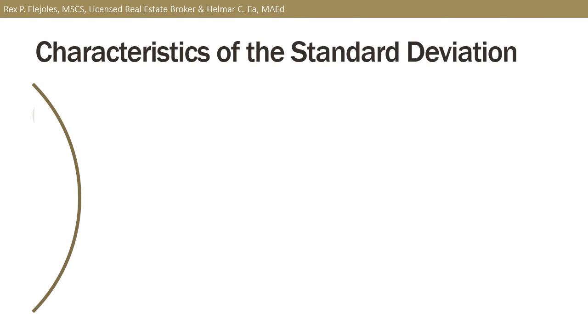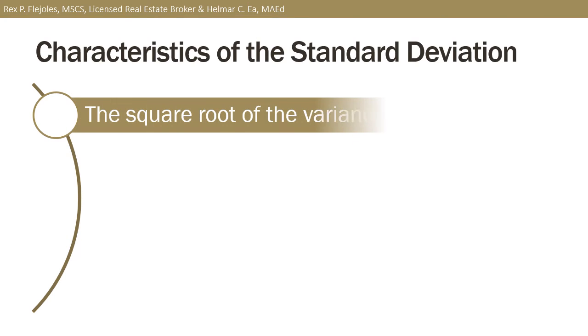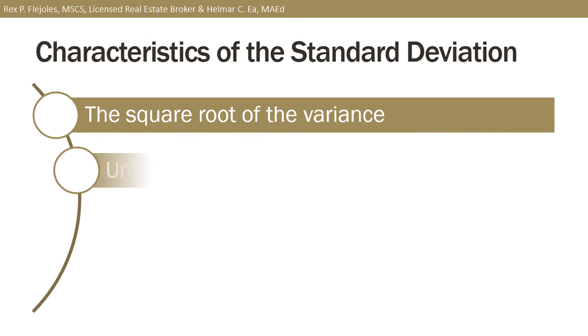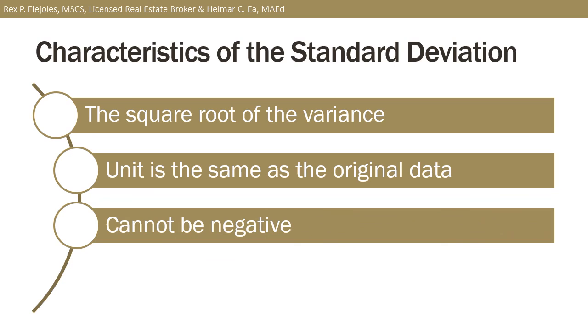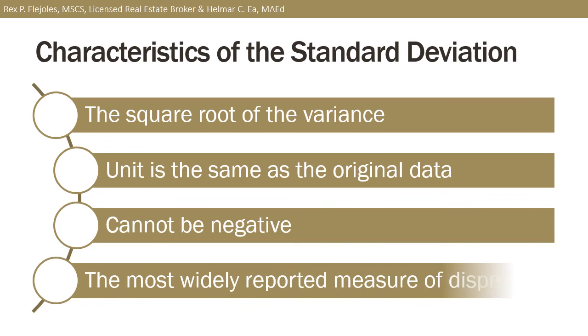Standard deviation is simply the square root of the variance. Its unit of measurement is the same as the unit of the original data. It cannot be negative. And as mentioned previously, it is the most widely reported measure of dispersion.